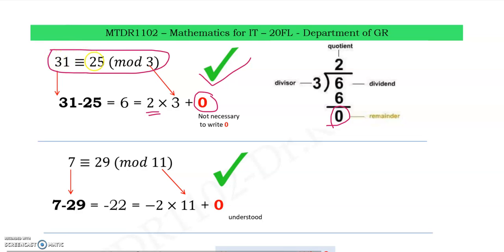First you find the difference between these two numbers. Then for this difference value, you divide by 3. If you get the remainder 0, then this congruent modulo is correct, because 6 is exactly a multiple of 3. That's why we can conclude that this congruent is correct.